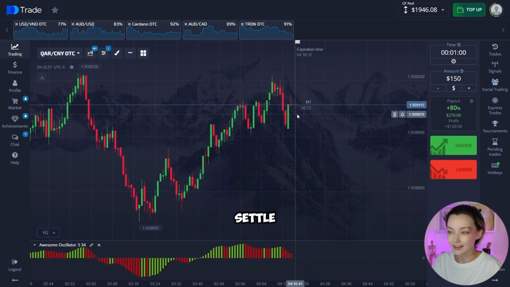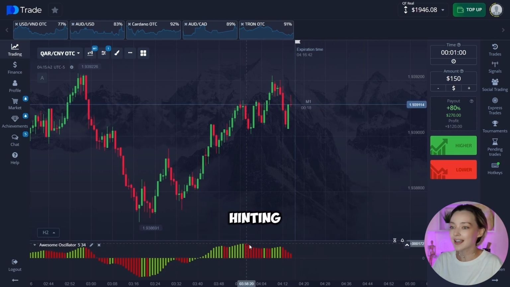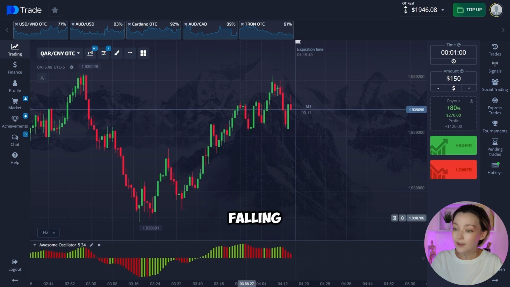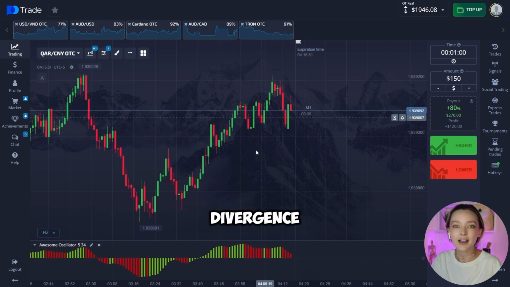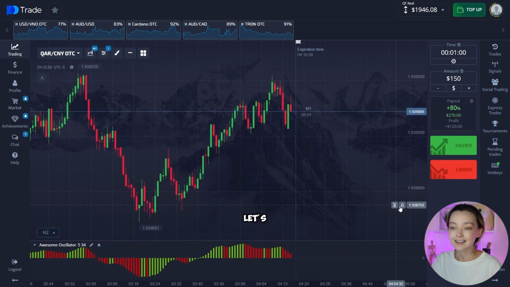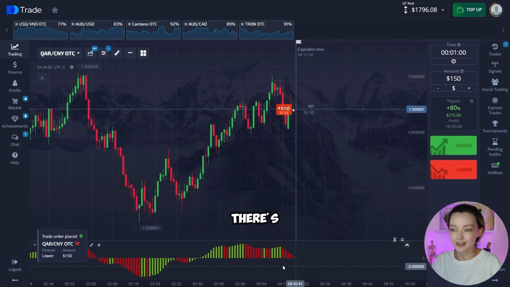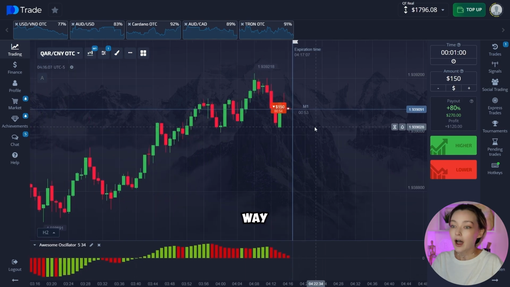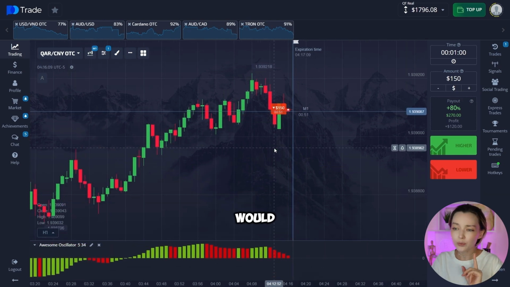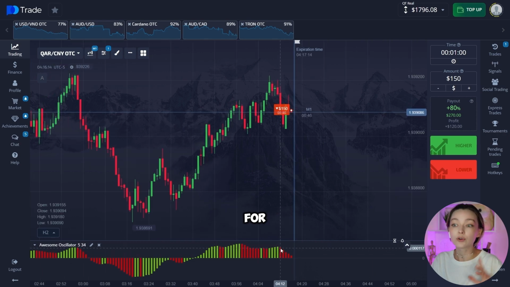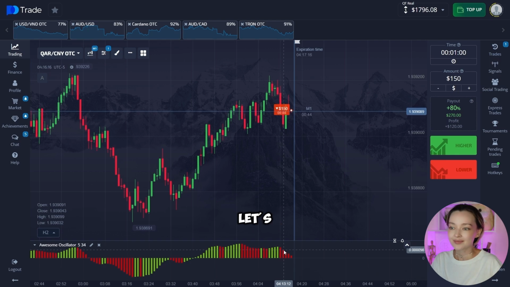Waiting for the candles to settle. 20 seconds are left. Everything's hinting on the further price fall, at least a little one, because the chart is rising, the oscillator is falling, which is essentially what we call a divergence. Such a discrepancy between the chart and the indicator. Let's place a trade downwards because that's where the oscillator is heading. Meanwhile, the chart is still rising, by the way, although ideally we would want to enter after the first red candle. That's the moment when we would know for sure we're getting a profit. Let's see how it goes.